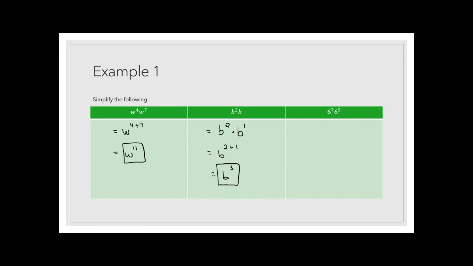Third one here, I've got 6 to the 7th times 6 to the 5th. So we add the exponents, that's 7 plus 5, and then that gives us 6 to the 12th. You don't want to actually put 6 to the 12th on your calculator because it is going to be a gigantic number. It's better to just write it as 6 to the 12th because it's less to write down rather than writing a number that has like 14 different digits. So you can leave that as 6 to the 12th.